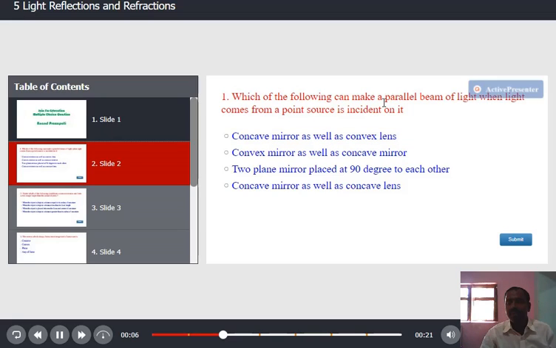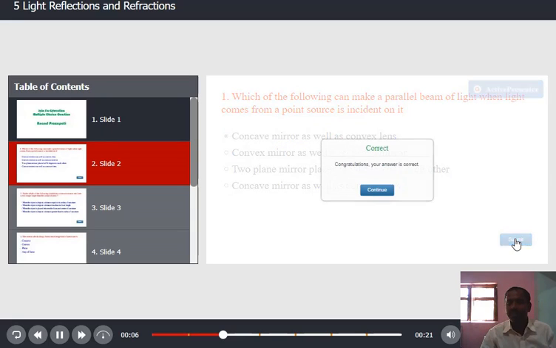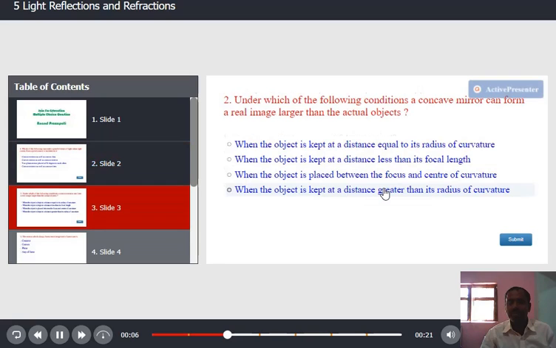Concave mirror can make a parallel beam of light when light from a point source is incident on it. Convex lens can also make a parallel beam of light when light from a point source is incident on it. So the correct option is this one. Let's submit. Yeah, this is correct. Now continue for the next question.